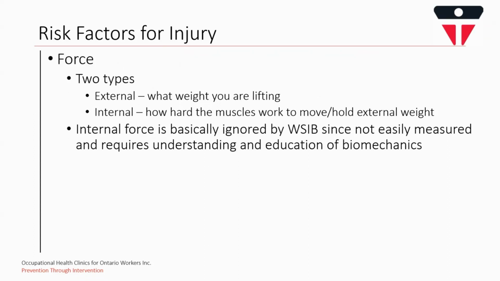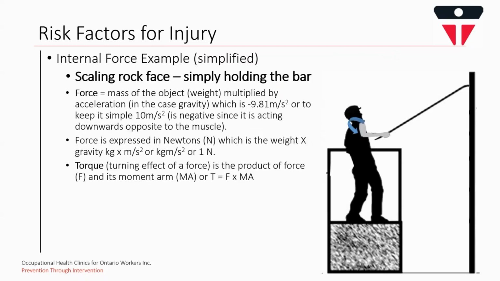With respect to force, there's two types of force. External force, such as what weight are we actually physically lifting, and internal force, how hard the muscles have to work to move or hold the external weight. Internal force is basically ignored often by WSIB for determining work-relatedness, since it's something that's not easily measured and requires an understanding and education of biomechanics.